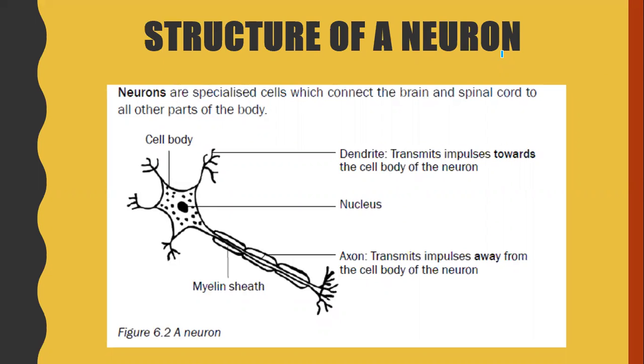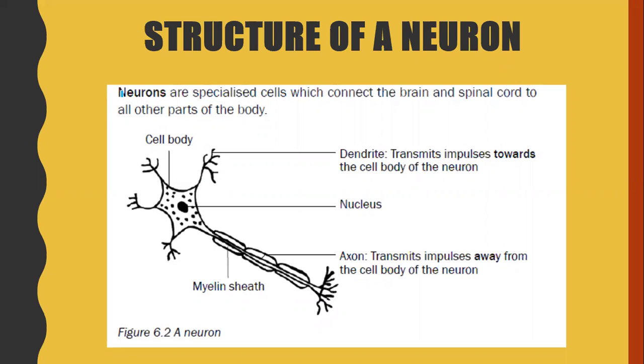A neuron is a specialized cell which connects the brain and the spinal cord to all other parts of the body. So usually there are questions. Sometimes you have to draw the neuron, sometimes you have to label. So let us look at the structures of the neurons.